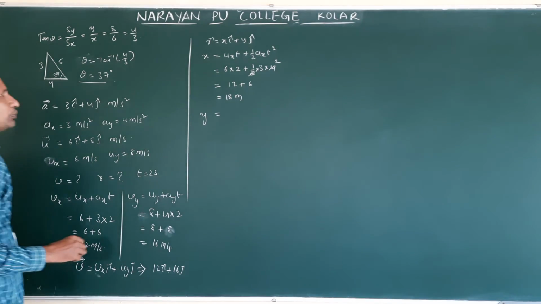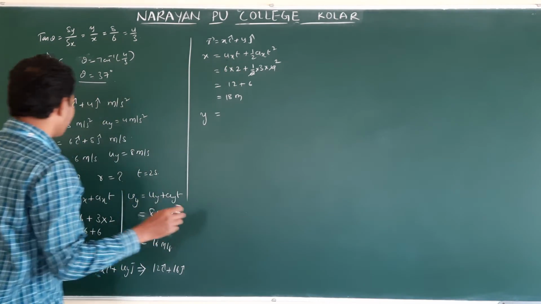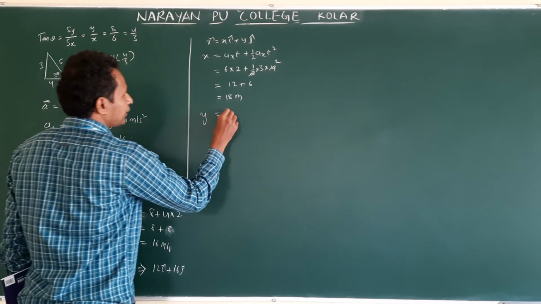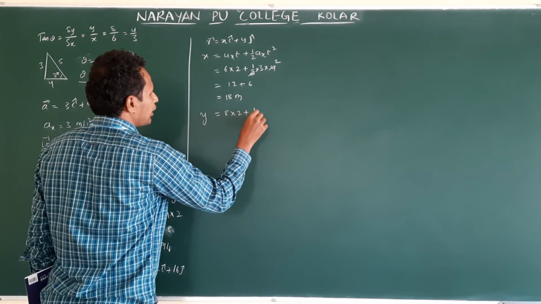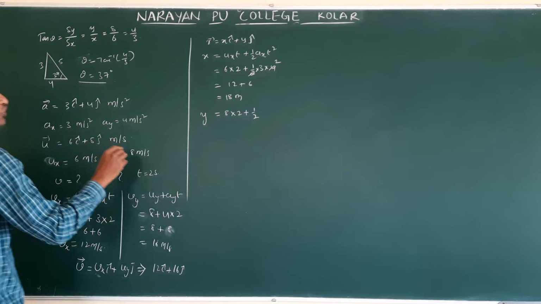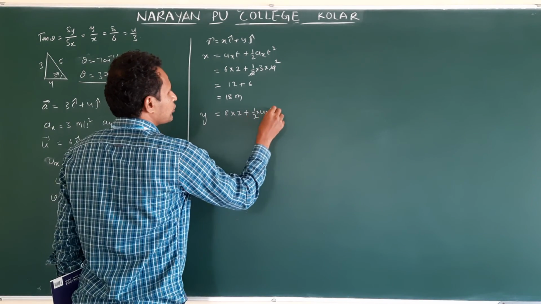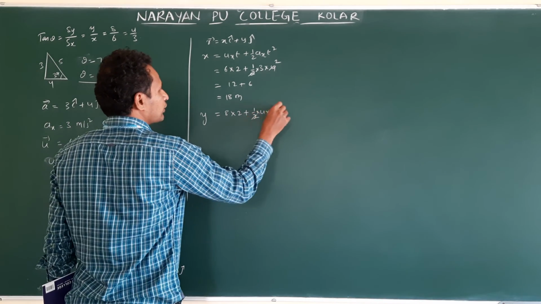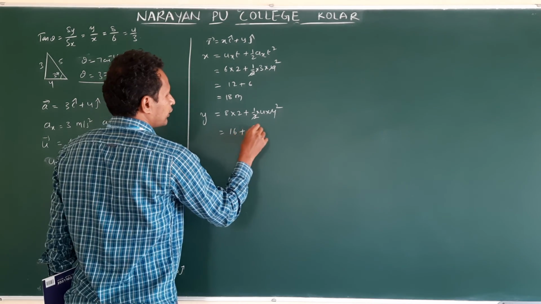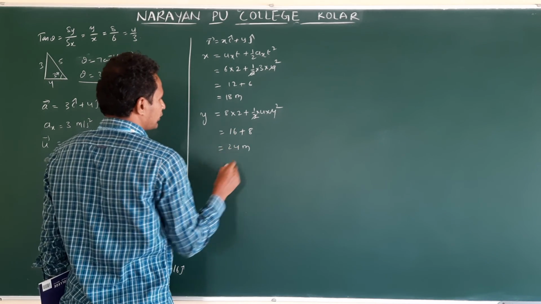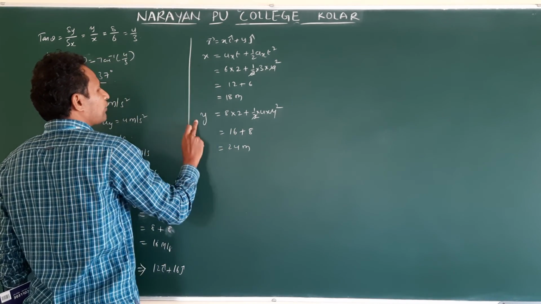Then y. I am directly substituting for y. Y is equal to uy t. What is the initial velocity along y direction? 8. Time is 2, plus half ay t square. Ay is 4, into t square, 4. The 2's cancel. This is 16 plus 8, 24 meters.